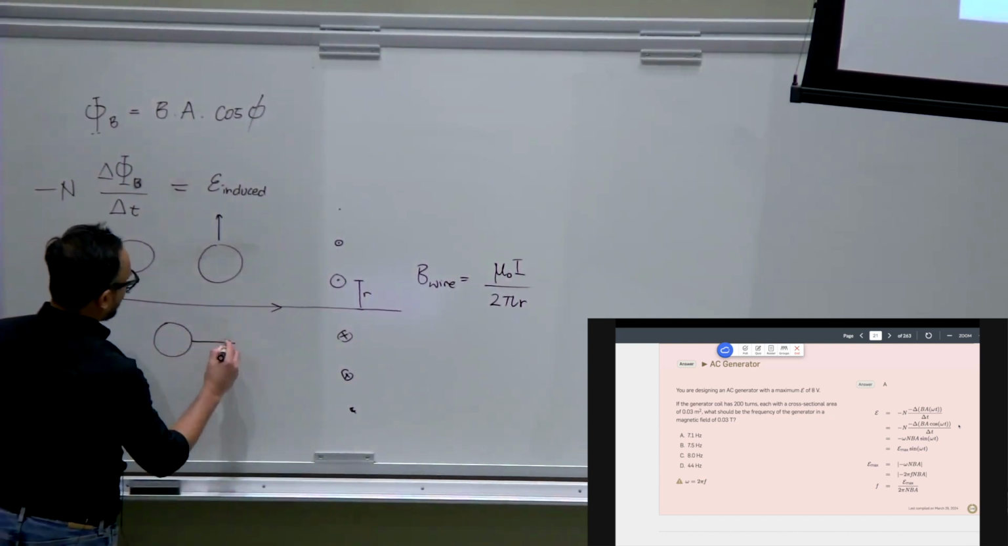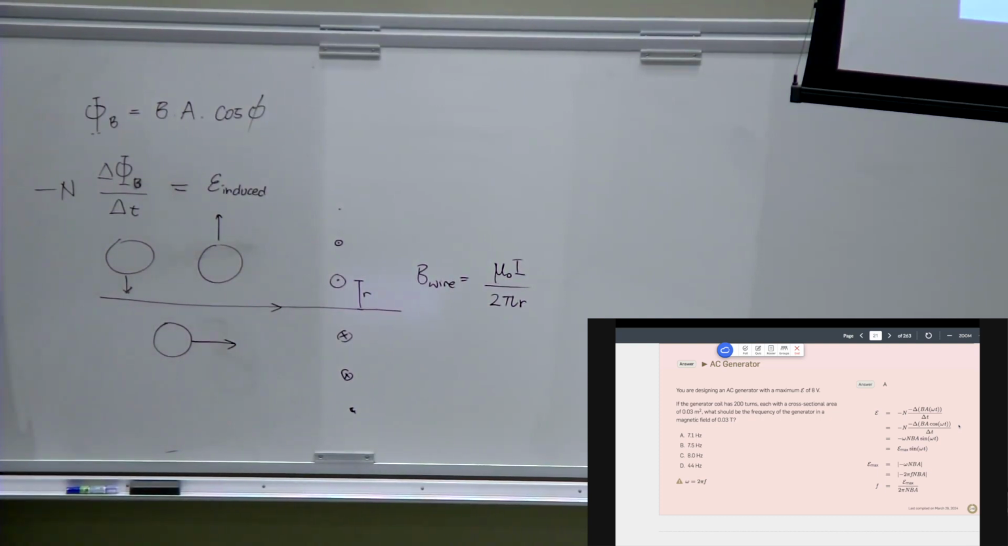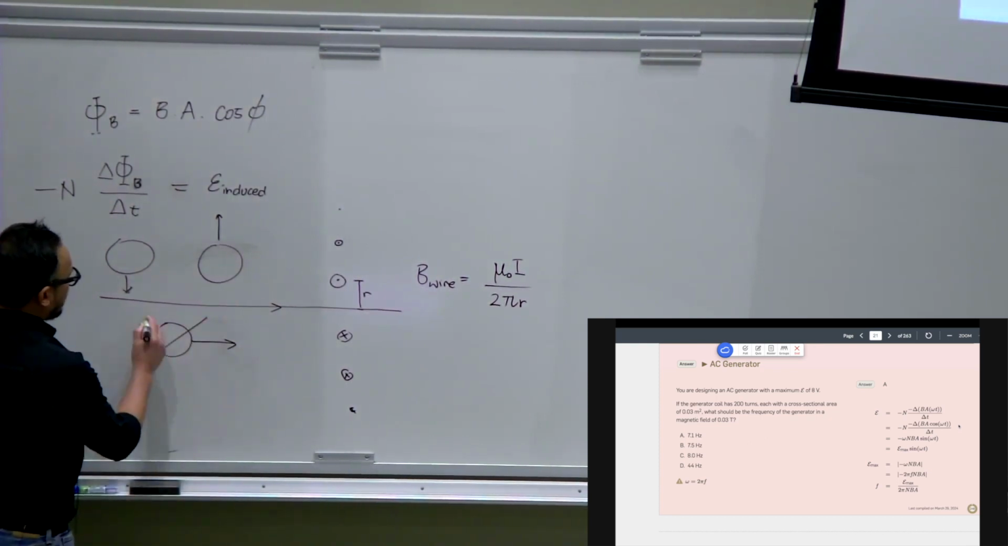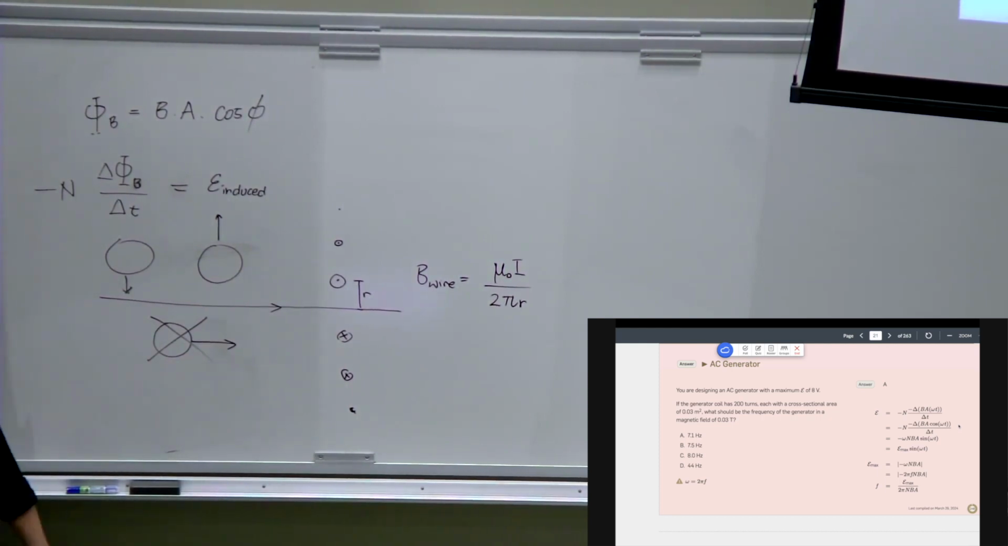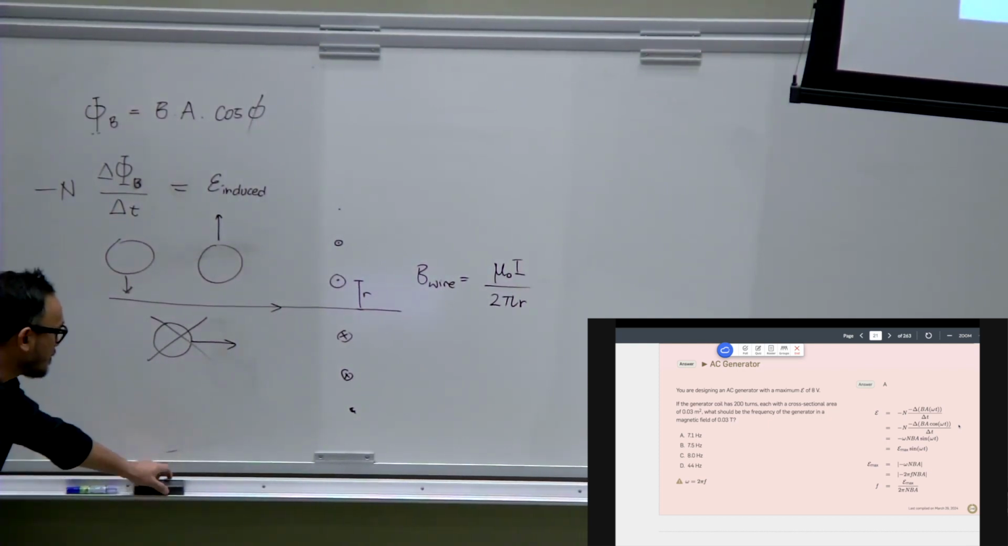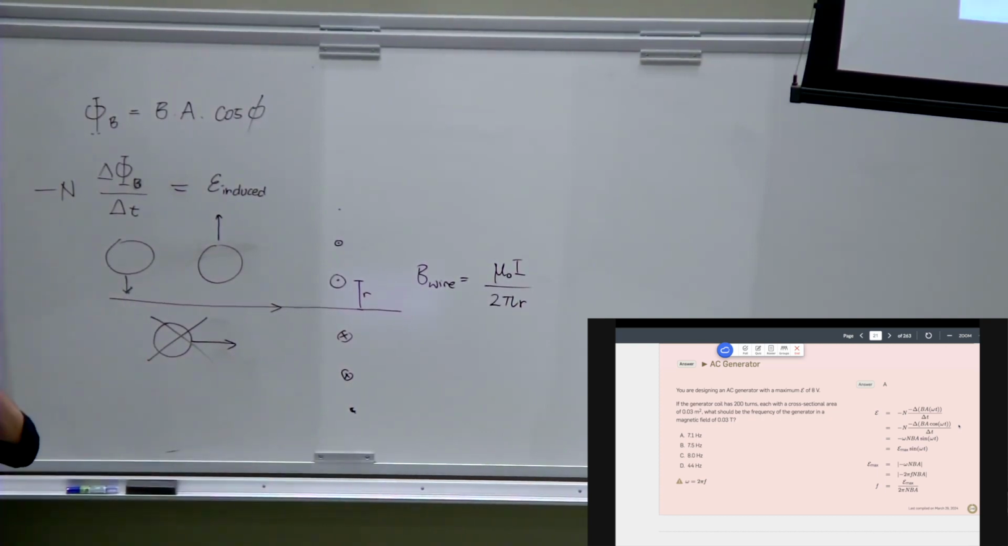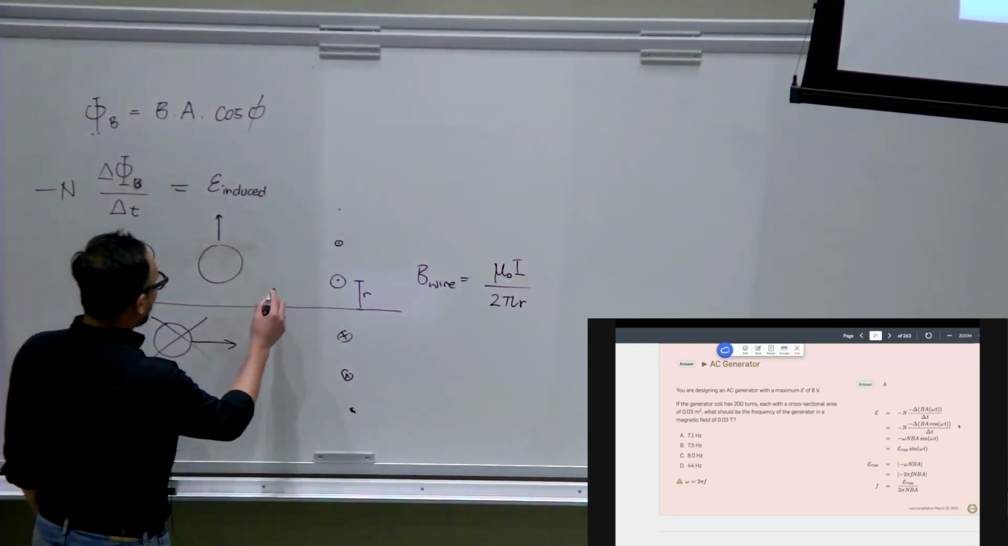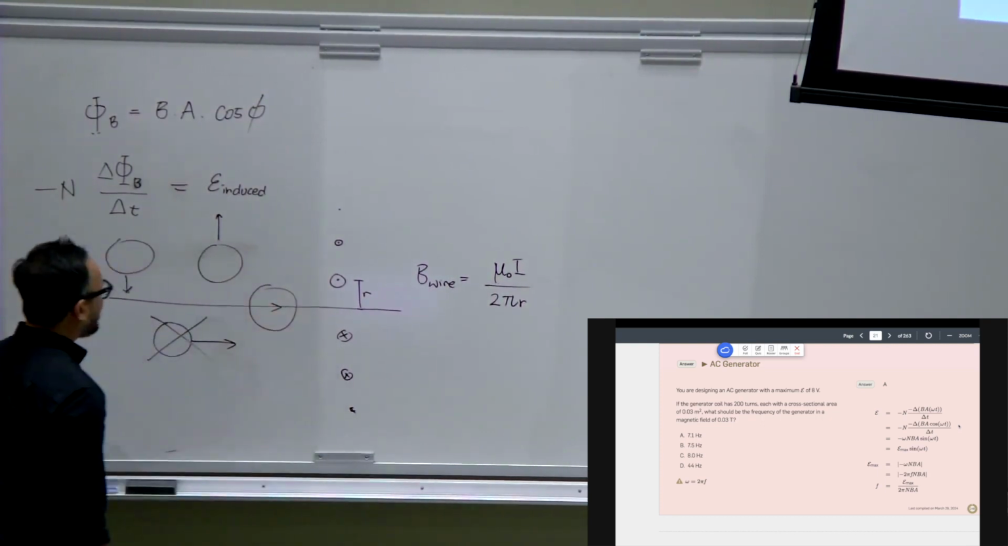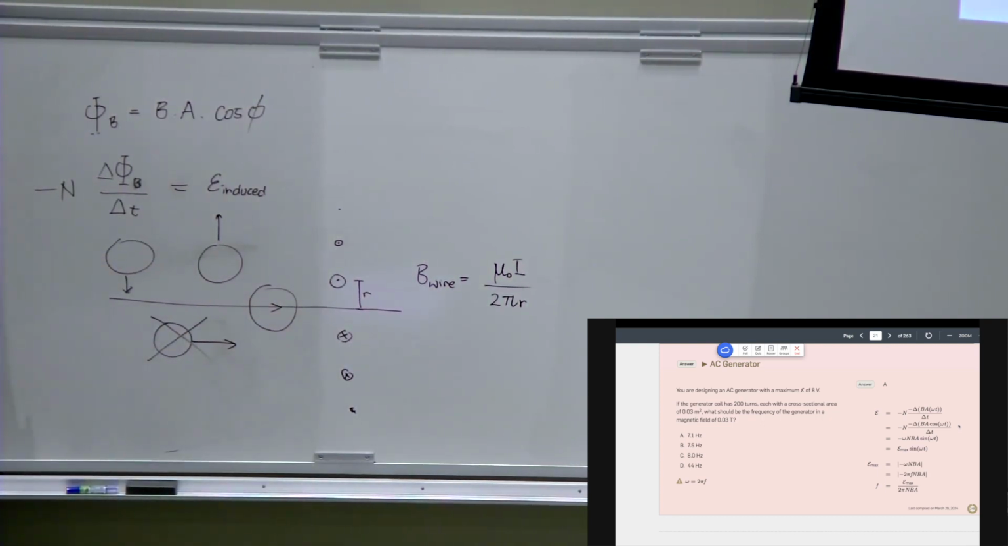How about if I move the ring exactly parallel with respect to the wire? No change, right? So this one, flux stays the same. Good. So first, any questions on this? This appeared in last year's exam. I don't remember. I also put the ring exactly on top of the wire. Anyway, it may or may not appear in Monday's exam.